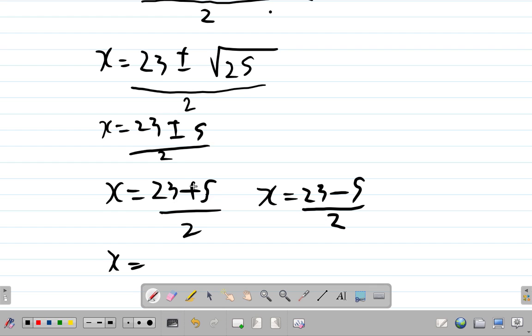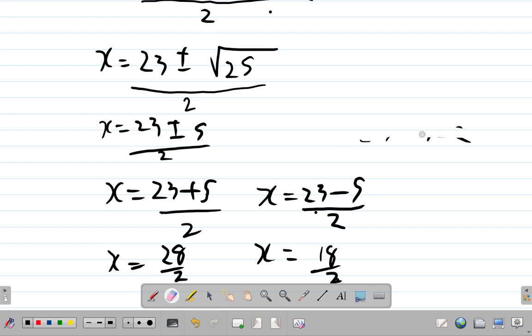So x equals 23 plus 5, which is 28, divided by 2. And in the other case, 23 minus 5, that's 18 divided by 2. Right? I did it mentally. I said you subtract 3 from 23, you get 20. But you need to go 5, you need to go 2 more. So you drop 2 from 20 and you get 18. Or it's like 23 minus 3 minus 2. Minus 3 you go down to 20, minus 2 more you go down to 18.